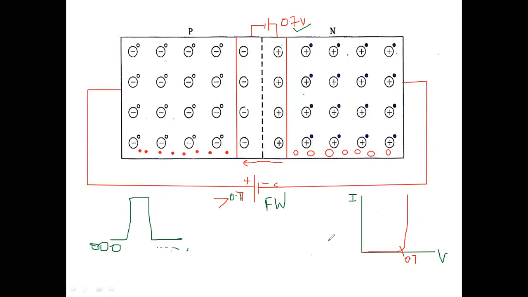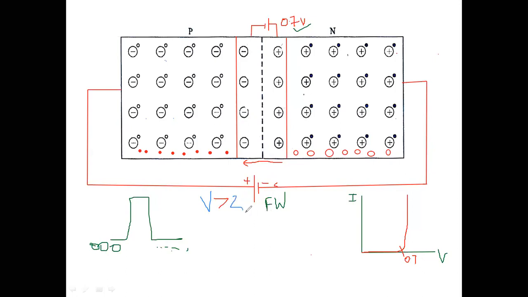So I am asking you one question. The internal potential barrier is 0.7 volts and this is the internal electric field, in this direction from N to P. I am applying voltage here. This is external voltage V, greater than 0.7 volts now. Let us suppose I am applying 2 volts.